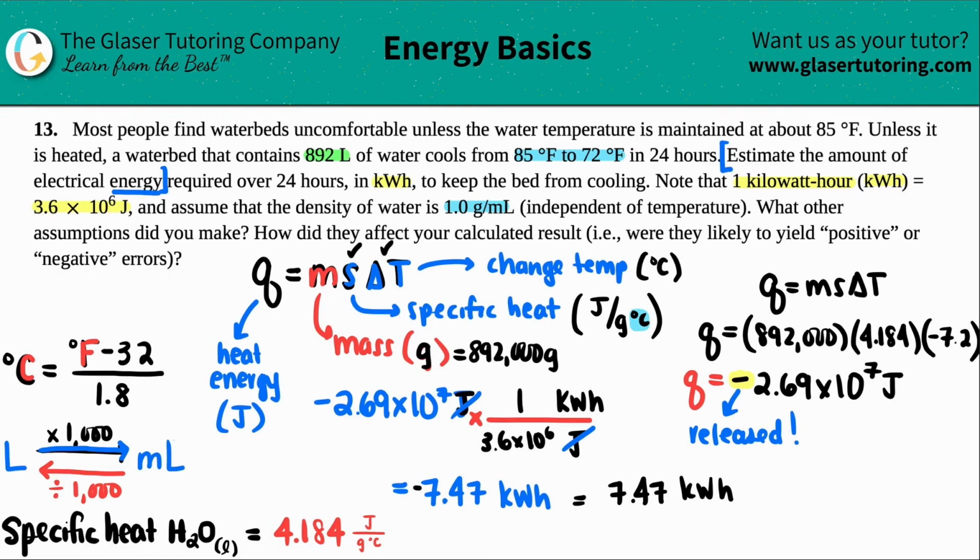So they said now, what other assumptions did you make? Well, we assumed that we're using 4.184 for the specific heat, right? Instead of 4.18 or maybe 4.2. So that's one assumption. And just know that this amount we calculated is just to heat the water, right? We did not calculate the total to heat the actual bed with the water in it. So this is an assumption: we just took into consideration heating the water. But other than that, the actual answer is the most important thing. And that's what we did.